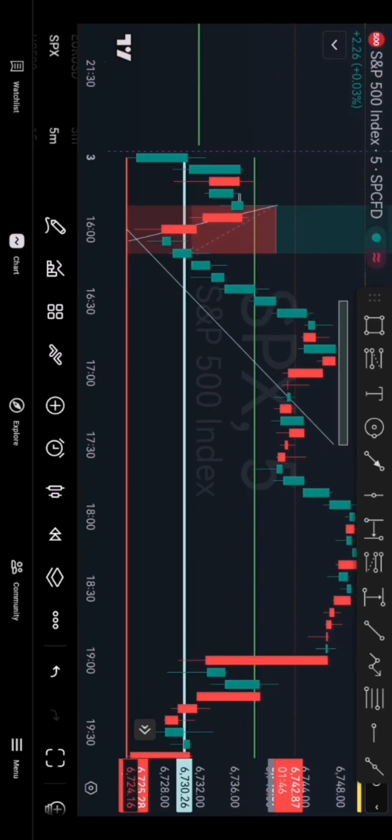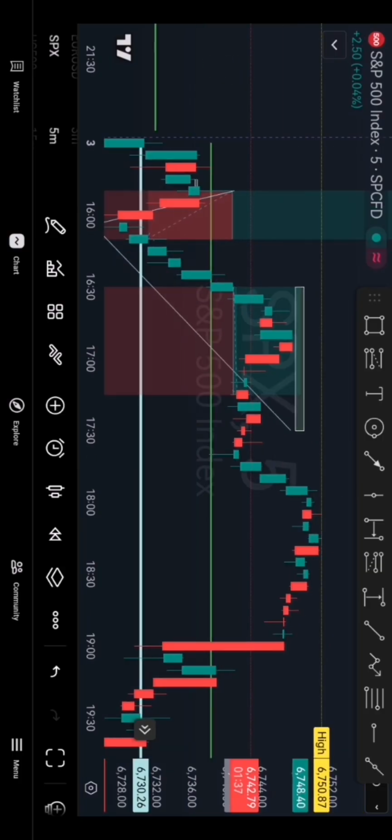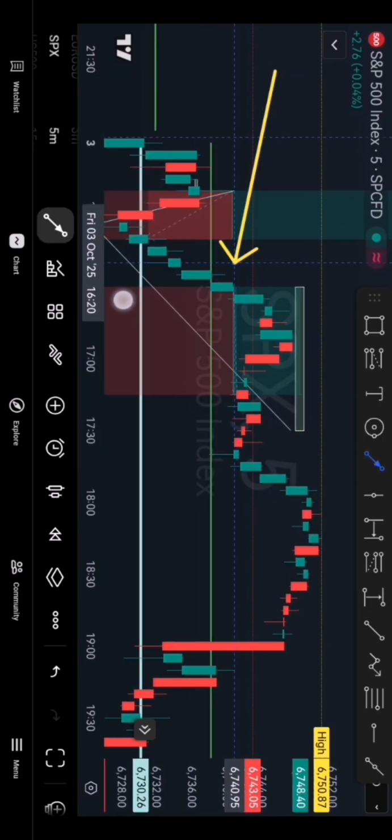When you see this candle here broke out, so my stop loss is there. That's the breakout candle. That candle broke out and it was green.